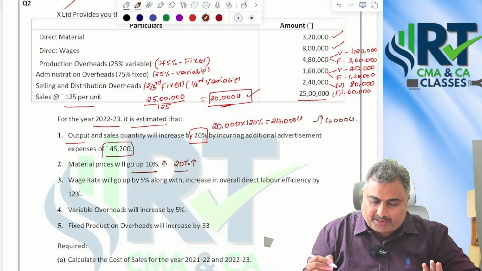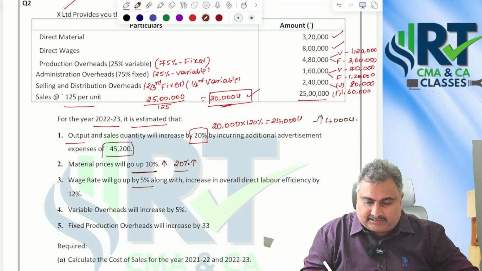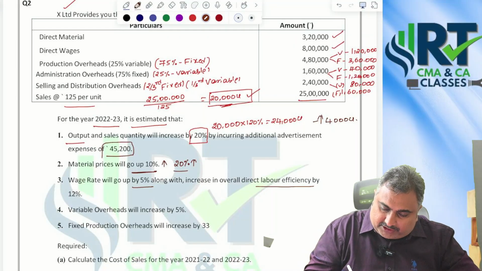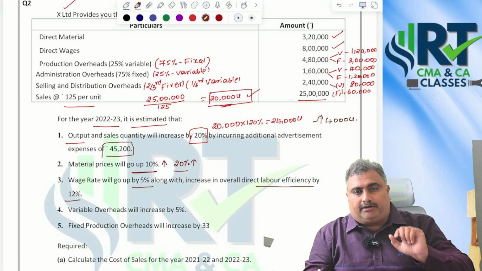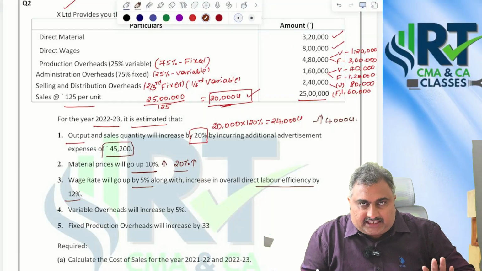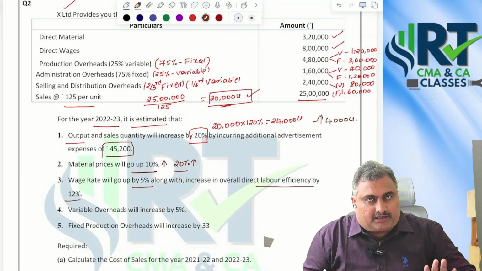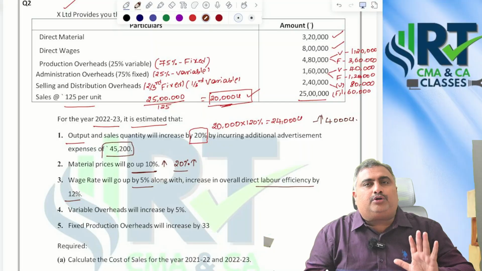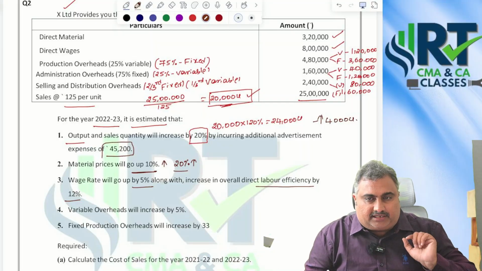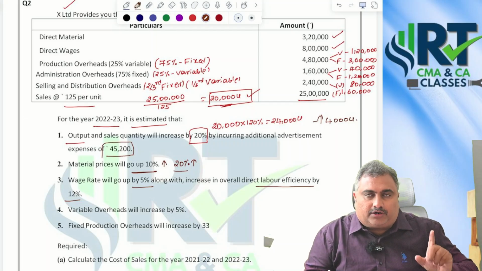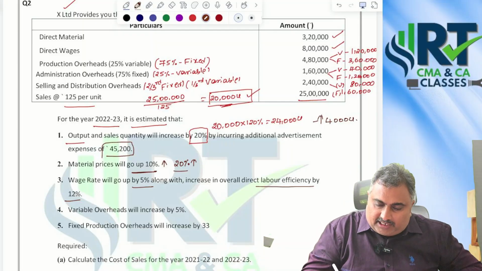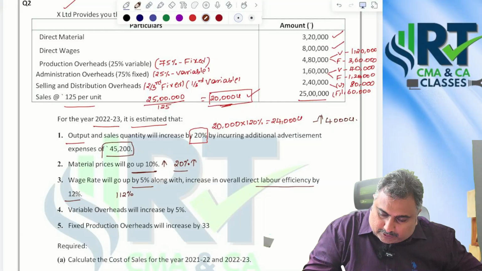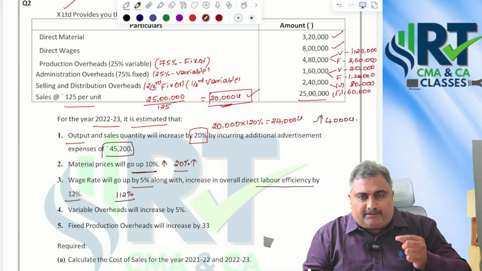Please wait with patience. Wage rate, how much? 5% increase, along with overall direct labor efficiency by 12%. A very important point here: whenever your efficiency increases, the time taken by the worker decreases. One more time I am indicating, whenever your efficiency increases, the time taken by the worker decreases. Whenever the time taken by the worker decreases, then automatically the labor cost will decrease. If you want to reduce your labor cost, what you need to do? Divide with the percentage. Divide with how much percentage? 112%. Sir, why dividing with 112%?